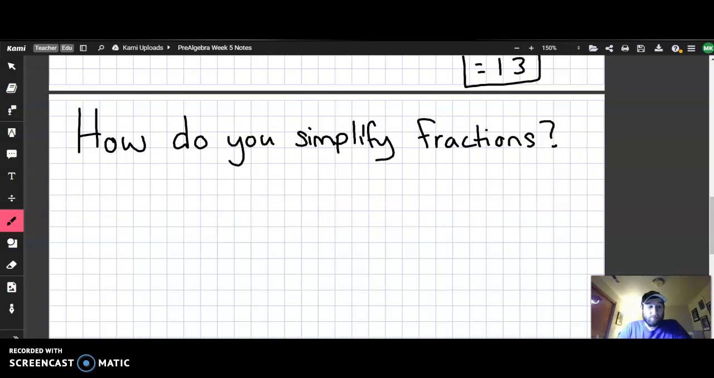Hello again, PreAlgebra. So here we're looking at how do you simplify fractions. Well, the key piece here is that a fraction is, and remember the equal sign means is, a division problem. So how do you simplify a fraction is the same answer as how do you simplify with divisions.